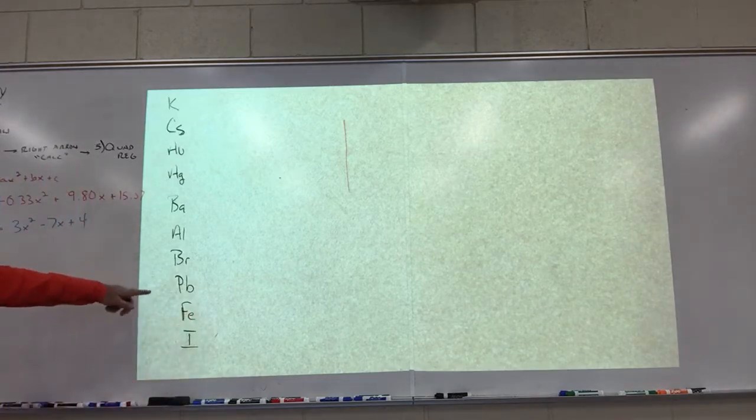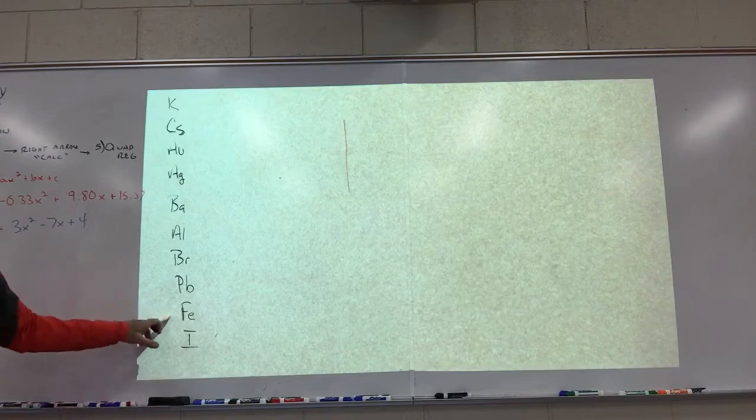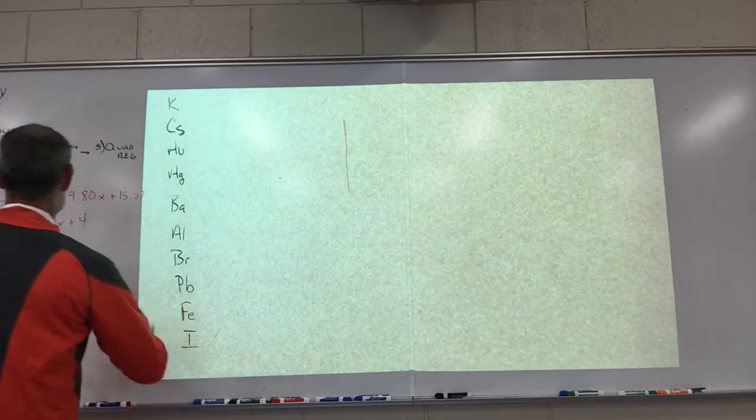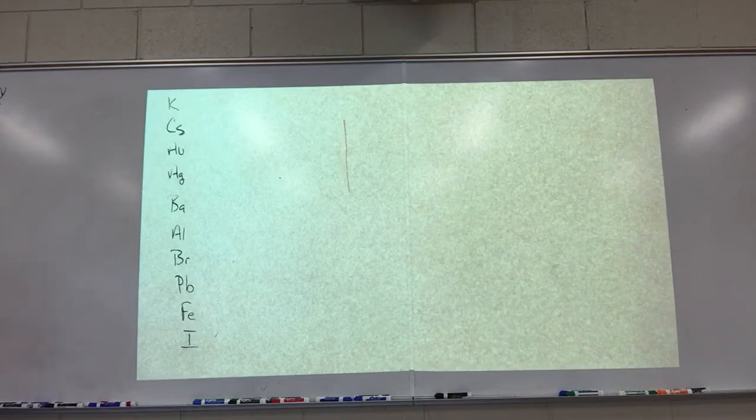So you'll notice lead's PB. You're like, where the hell do they get PB? In Latin, plumbus means lead. Fe for iron, that's ferrous. That's what in Latin means iron. So these 10 are what I asked you to do. Okay? So at this point now, I'd like you to get out your periodic table.